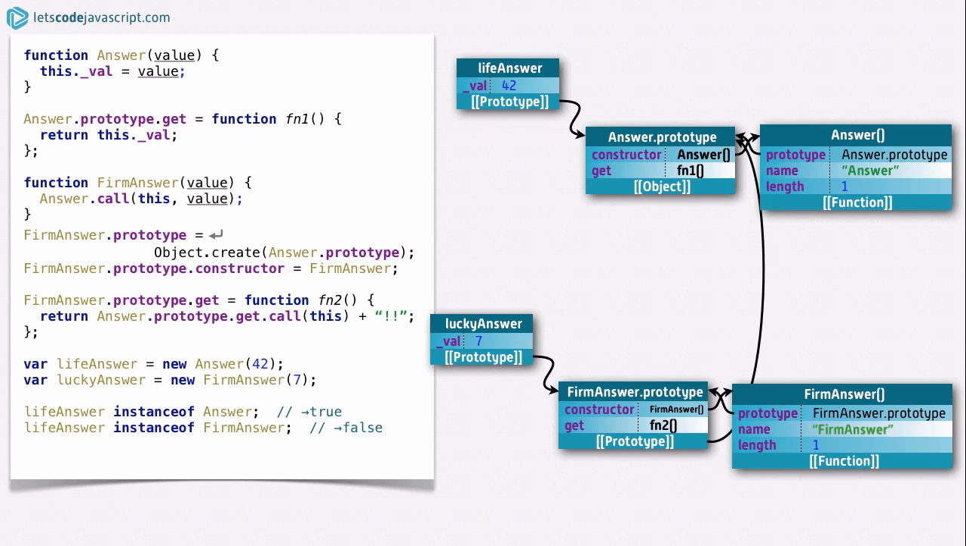So life answer wouldn't be an instance of firm answer. Firm answer.prototype is over here. Life answer's actual prototype is up here. They don't match, so that's not an instance of. However, there is one caveat to this, one exception to the rule. Lucky answer is an instance of answer because JavaScript will go up the prototype chain. So JavaScript will look at answer.prototype. Then it will look at lucky answer's prototype. That's not a match, but it will go up the prototype chain and look at answer.prototype as well. That is a match, so lucky answer is an instance of answer.